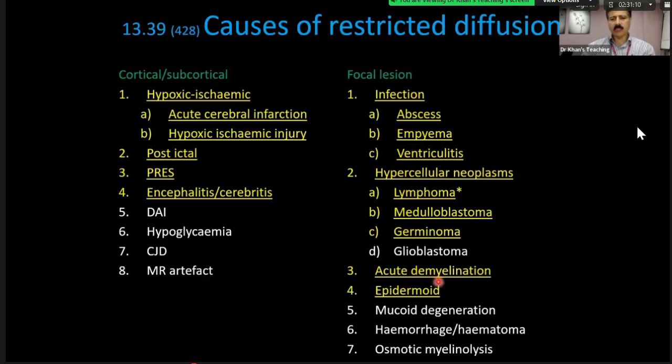Acute demyelination, as in acute cases of MS, can show restricted diffusion. This is an important thing to remember, because I have seen this mistake being made both in clinical practice as well as in the exam, that when people see some high white matter abnormalities with restricted diffusion, they say that this is in keeping with lacunar infarctions. So please remember that acute MS plaques can also show restricted diffusion.